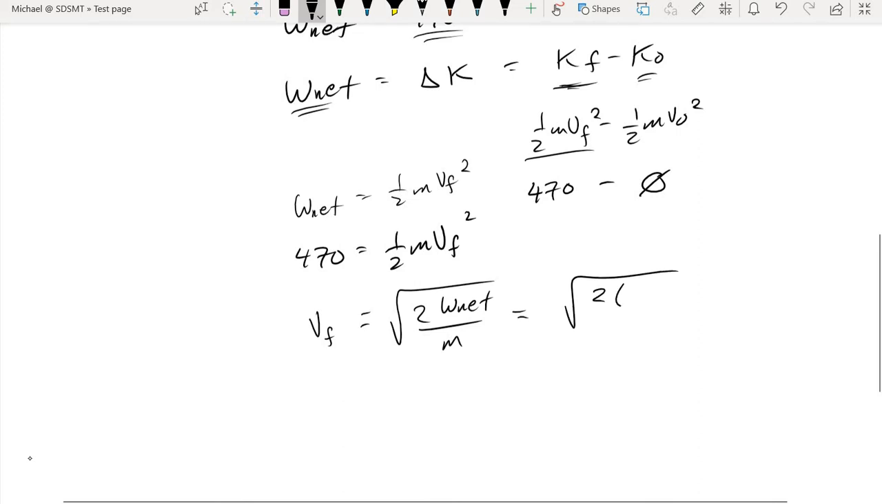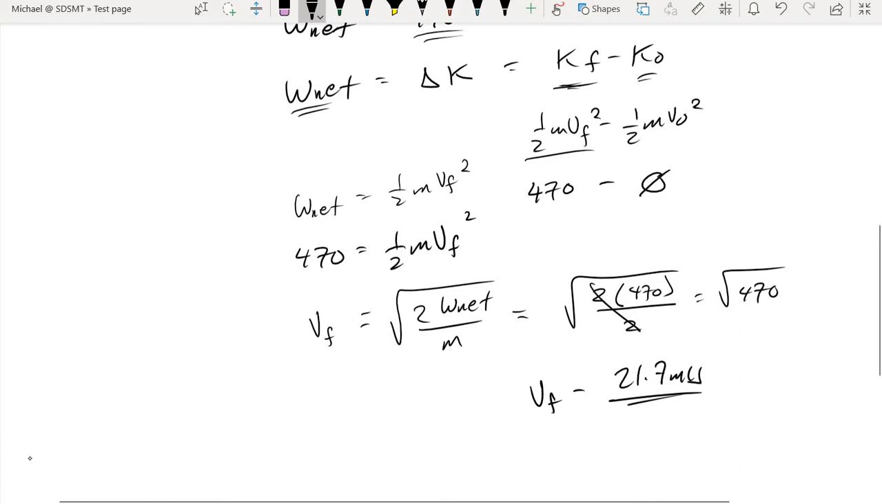So we have 2, we have the net work, the mass is 2, so those are going to cancel. We get the square root of 470. Back to our calculator. Square root of 470 is 21.7. Alright, so there's our final velocity.